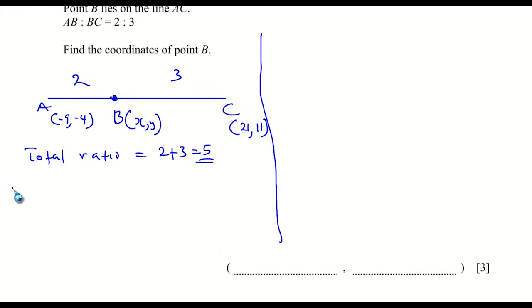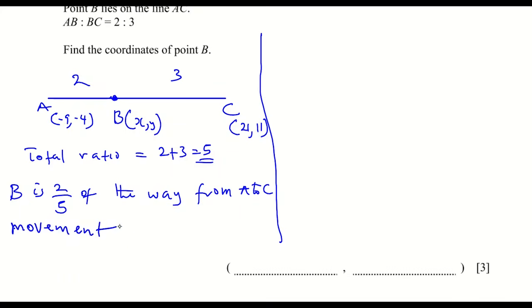So should I write it out? I can say B is 2/5 of the way from A to C. So now we need to know the movement from A to C. So let's get it. To get the coordinates of the movement from A to C, that is the total movement from A to C.